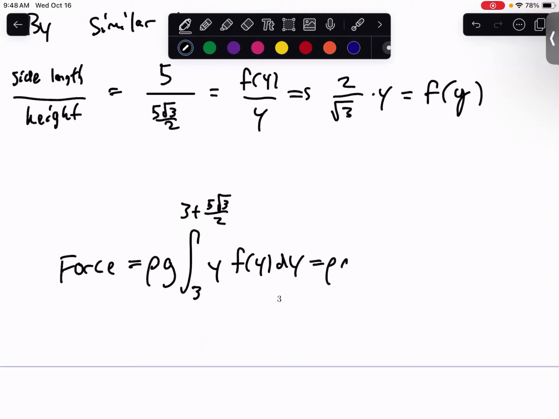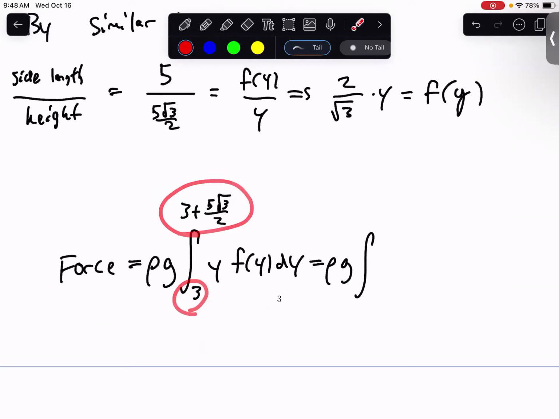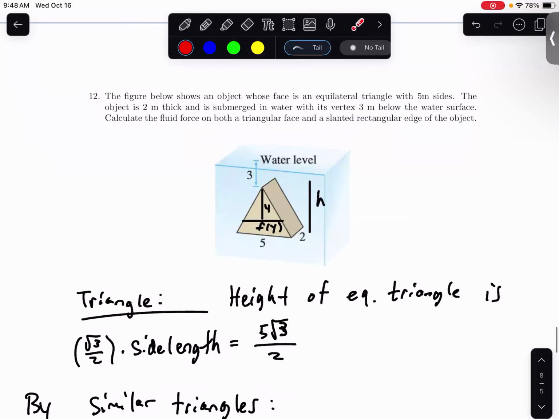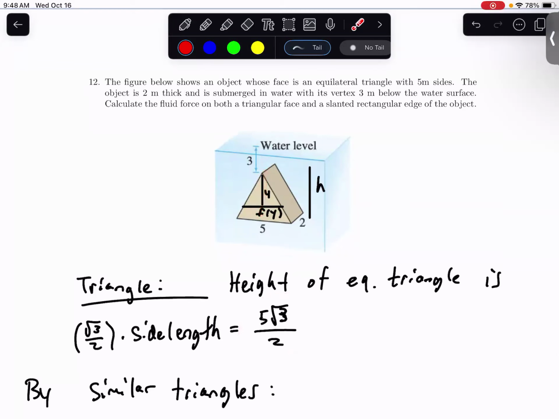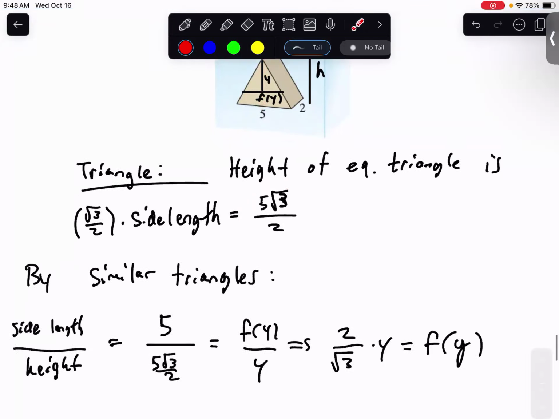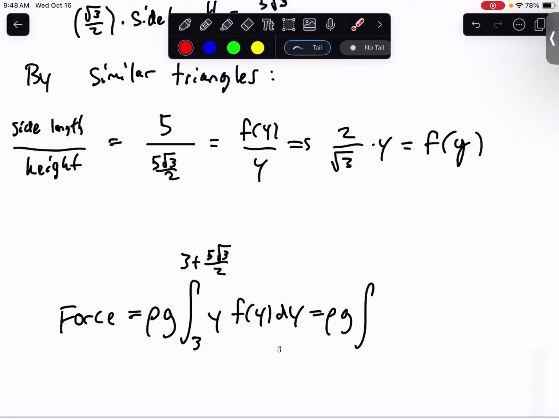So this is going to be rho times g times this integral. The reason I have 3 to 3 plus this thing is that it tells you in the beginning that the top of this triangle is 3 meters down. So we're starting our depth at 3, and the height of this triangle was given by 5 times the square root of 3 over 2. To get the overall depth at the bottom, it's going to be 3 plus the height of the triangle. You can also do something like, instead of writing y, write y plus 3, and go from 0 to the height of the triangle. But I think this is more intuitive, and it lines up with how we are doing things in class.